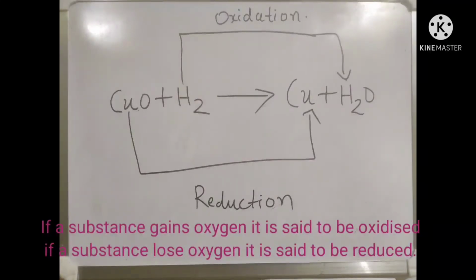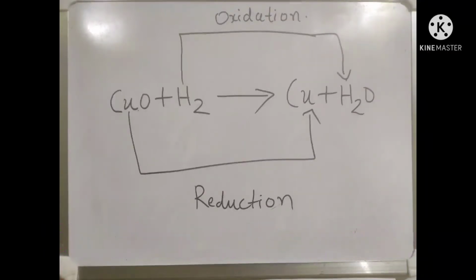If a substance gains oxygen during a reaction, it is said to be oxidized. If a substance loses oxygen during a reaction, it is said to be reduced. During the reaction, copper oxide loses oxygen and is reduced. The hydrogen gains oxygen and gets oxidized. In other words, one reactant gets oxidized while the other gets reduced during a reaction. Such reactions are called oxidation reduction reactions or redox reactions.